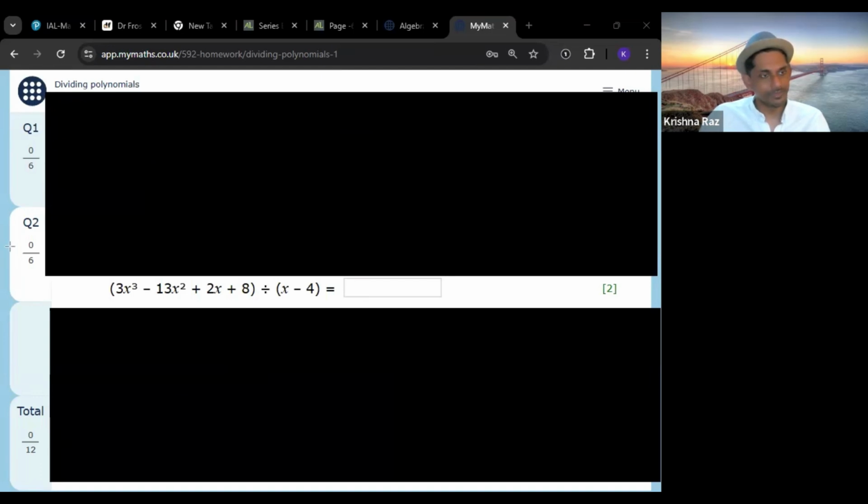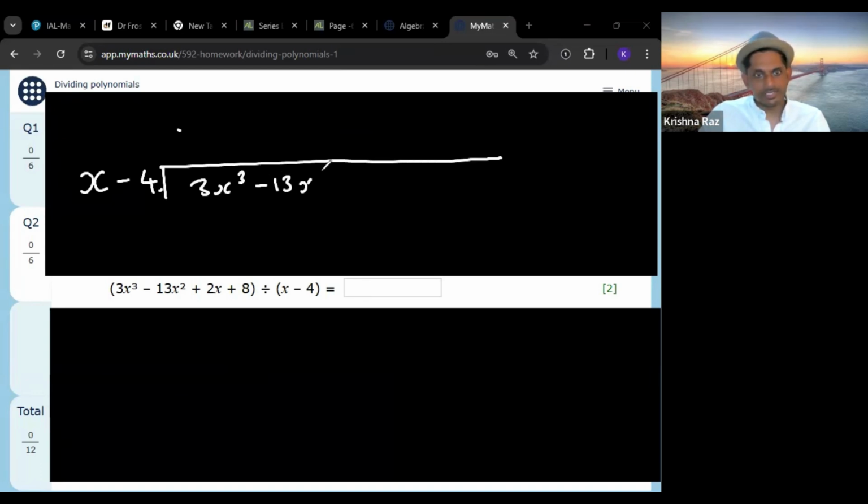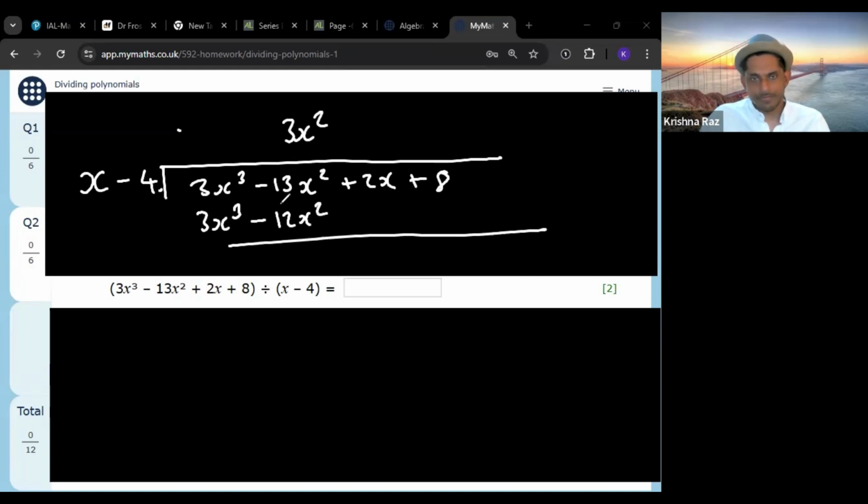Welcome back. Let's give this one a go: x minus 4 into 3x cubed minus 13x squared plus 2x plus 8. We have to multiply x by 3x squared to get 3x cubed. Now we multiply 3x squared by x minus 4 and get 3x cubed minus 12x squared. Subtract that. Minus 13 minus minus 12 is minus 1.